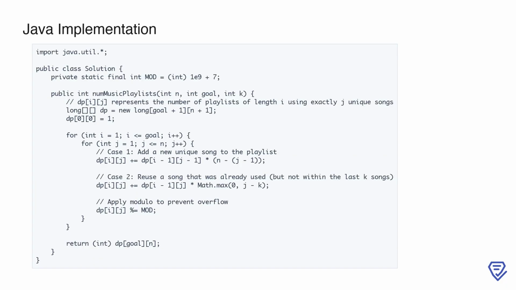This is the Java implementation of LeetCode problem number 920, number of music playlists. It mirrors the logic of the provided Python solution, using a dynamic programming approach. The function numMusicPlaylists computes the number of valid playlists of length goal that can be formed using exactly n unique songs, while adhering to the constraint that no song can repeat within k positions. Key differences include Java's type declarations, use of arrays instead of Python lists, and the % operator for modulo operations. The solution ensures efficiency and modular arithmetic to handle large numbers.